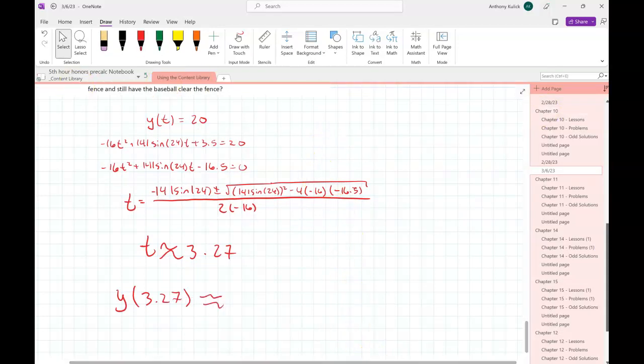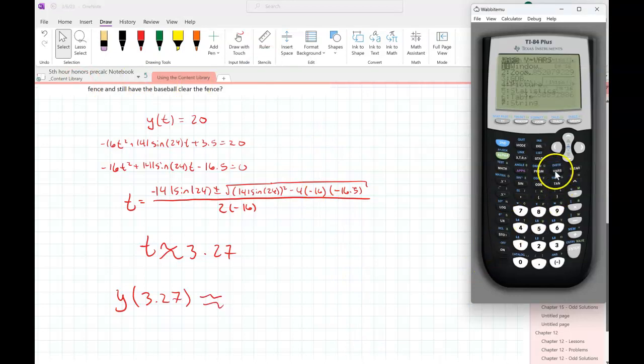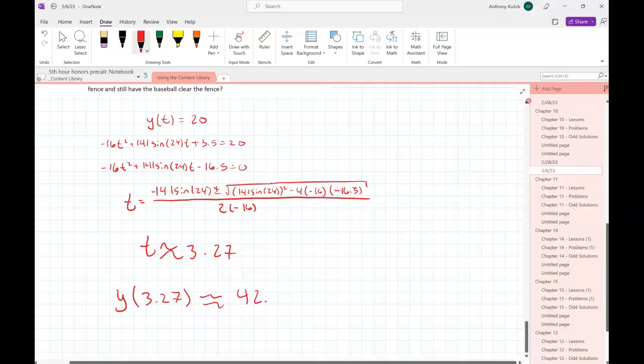So now we do this. So again, vars, y vars, parametric, and we want y. Not y, dum-dum. You wanted x. Yikes. It's Monday morning for Mr. Kulik, too. And you got about 421.1.